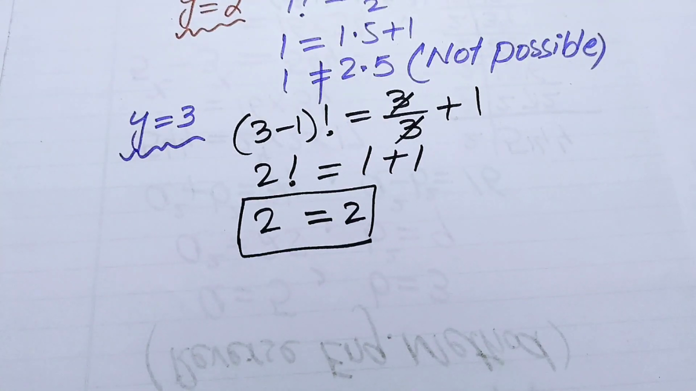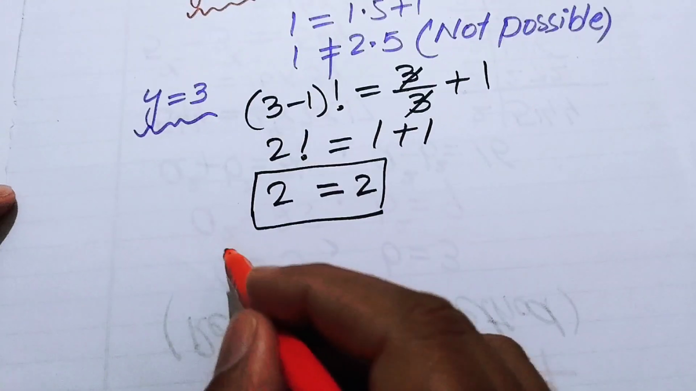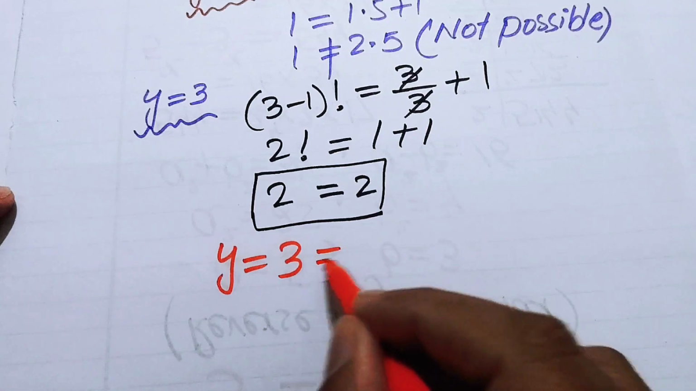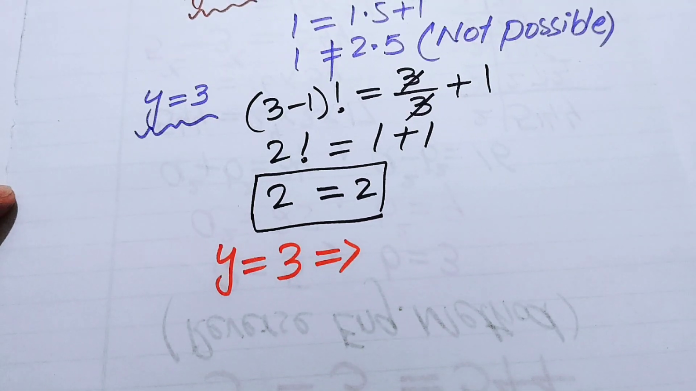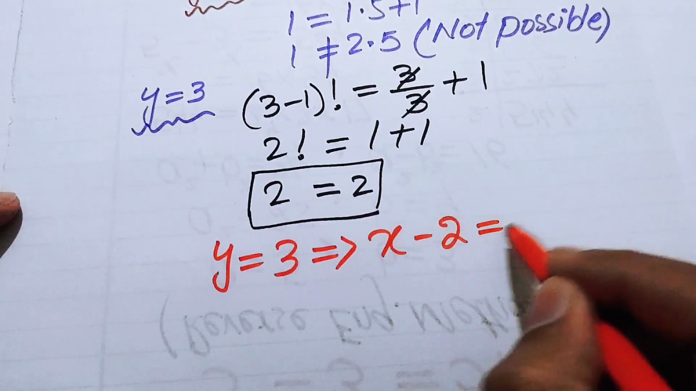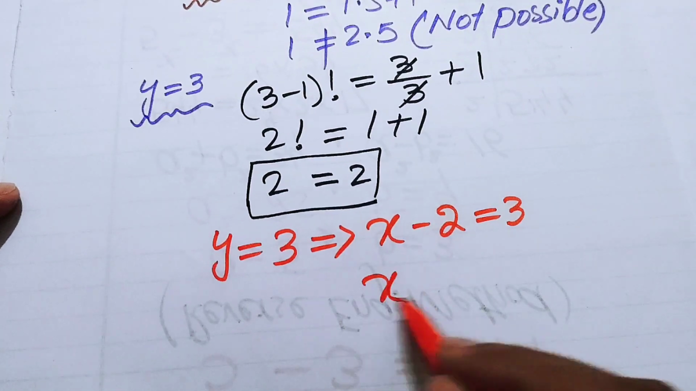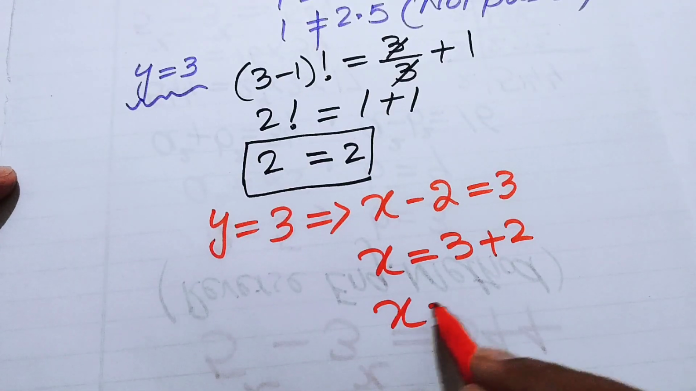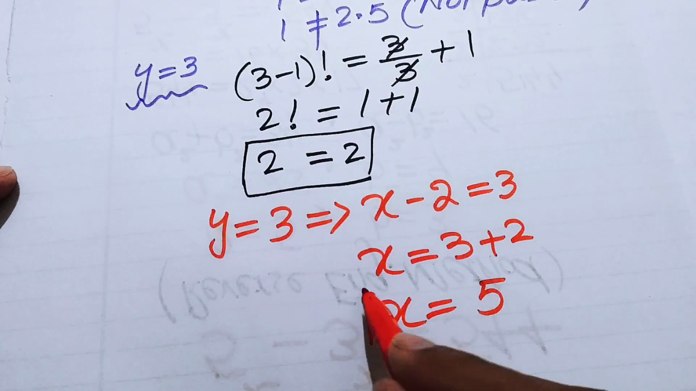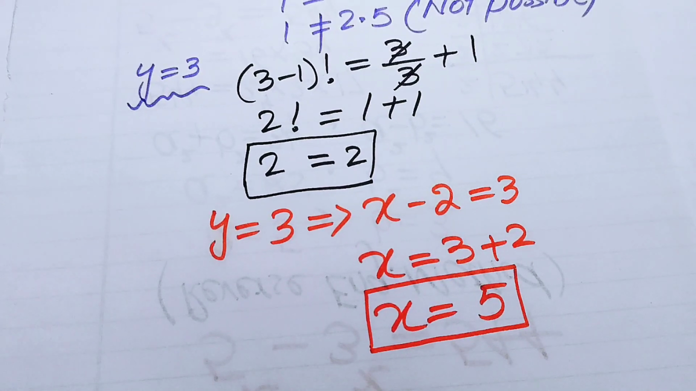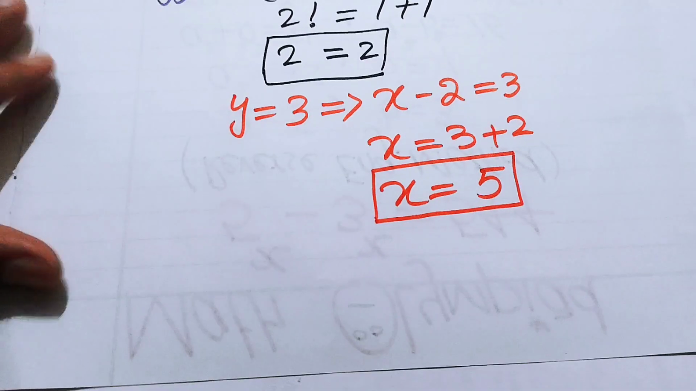So now we take the solution y equals 3, and now we back substitute the value of y. In the start of the problem we took y equals x minus 2. So x minus 2 equals 3, and you get x equals 3 plus 2, and we have x equals 5. So x equals 5 is the solution of the given problem.